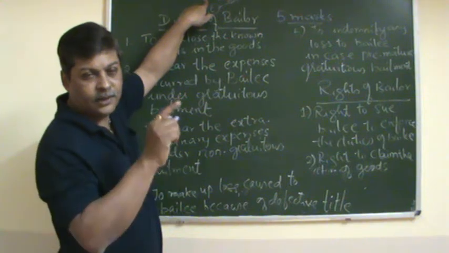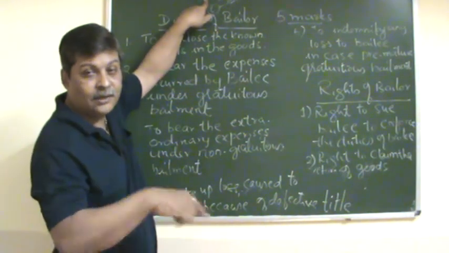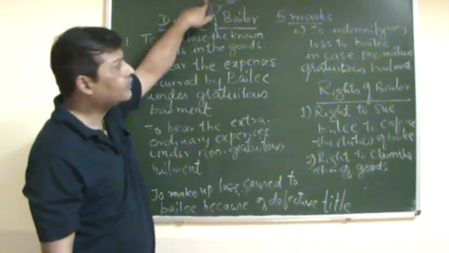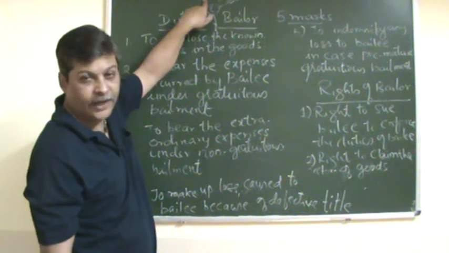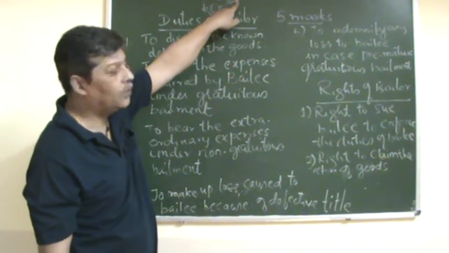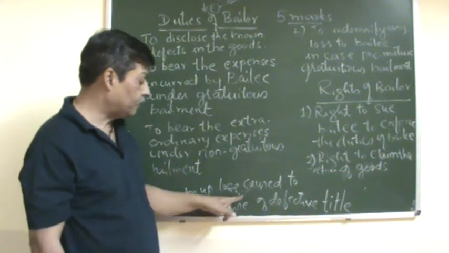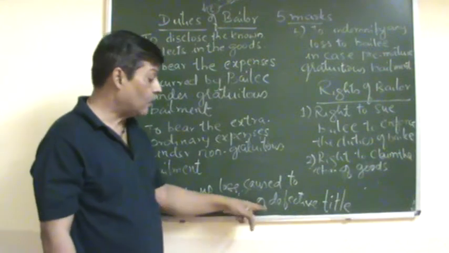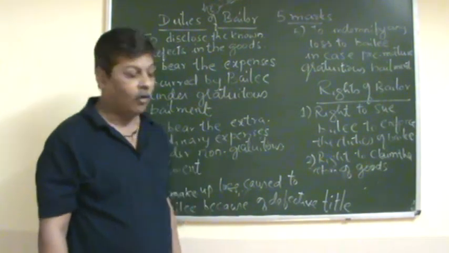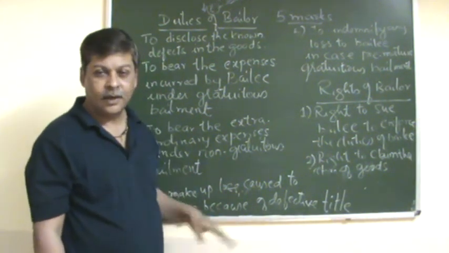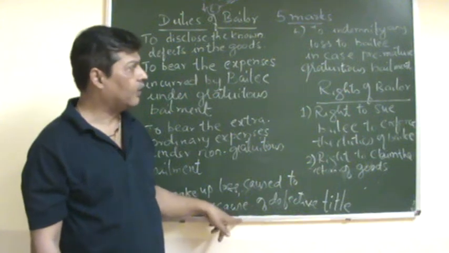He knows that he doesn't have the title to the goods, and in spite of that he has delivered them. So that is a defective title of A. It is his duty to reimburse, that is, to make up the loss caused to the bailee because of the defective title of the bailor. This is another duty of the bailor.